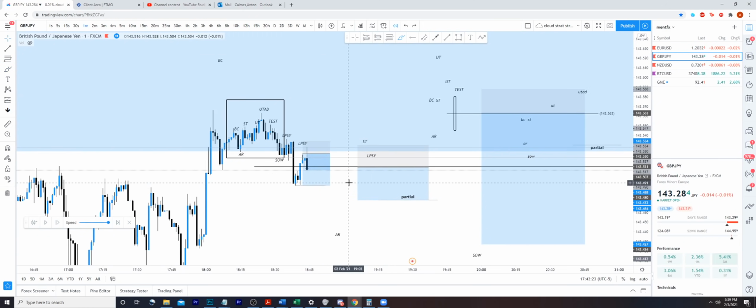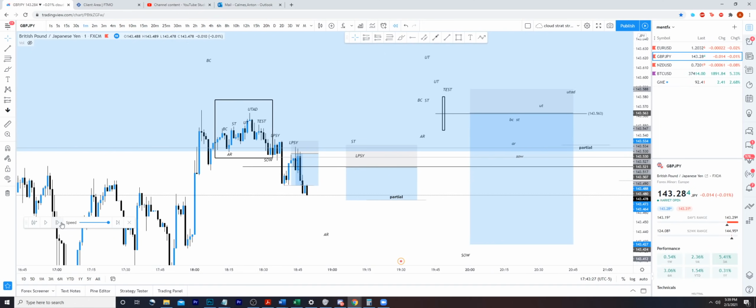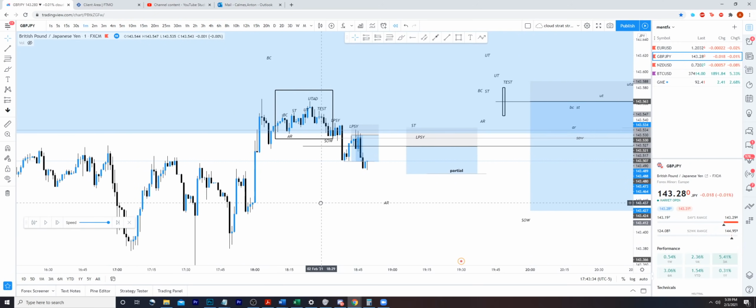Okay, so what do we have? We have price tap into there, give us that LPSY, and then what happens? We partial at the area we were expecting to have price partial at, and we leave ourselves a break even. Now, price can do a number of things, right?